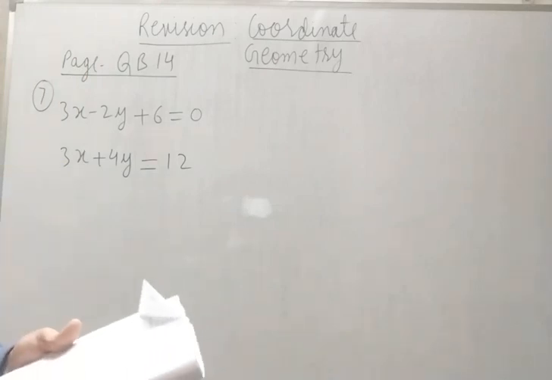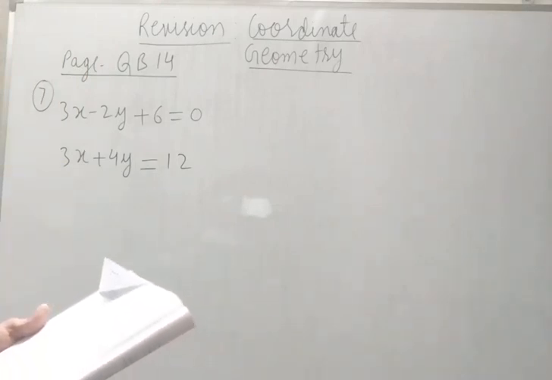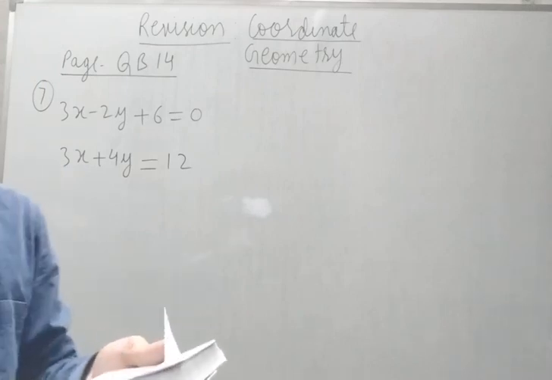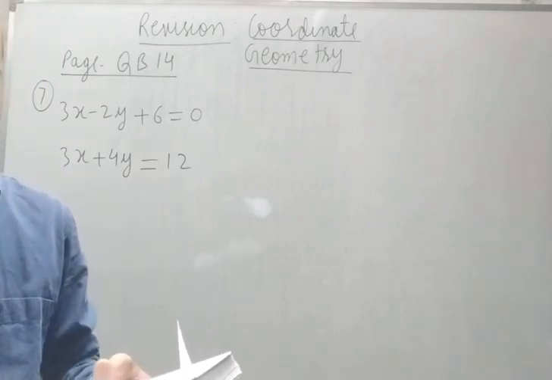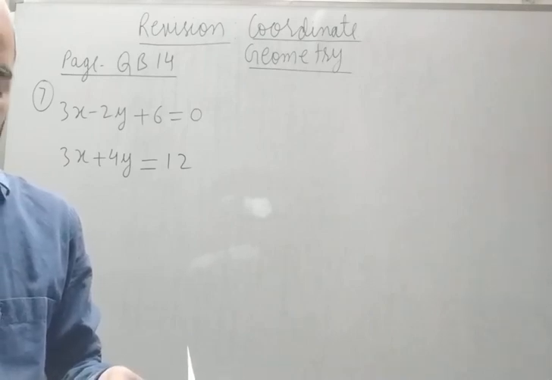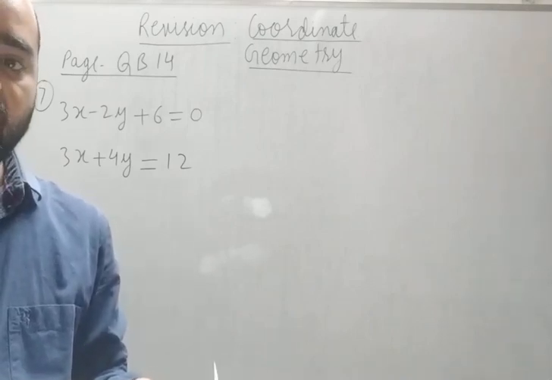So next is question number 7, page number QB14, last set 11, last question number 7: solve the equations graphically. Also find the area of the triangle bounded by the graphs of the equations and the x-axis.